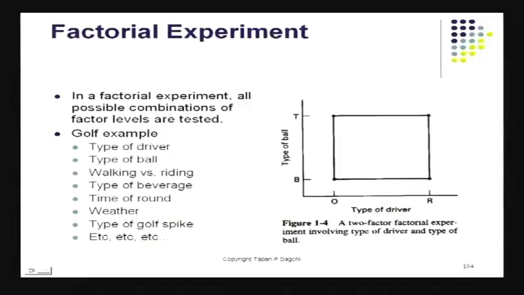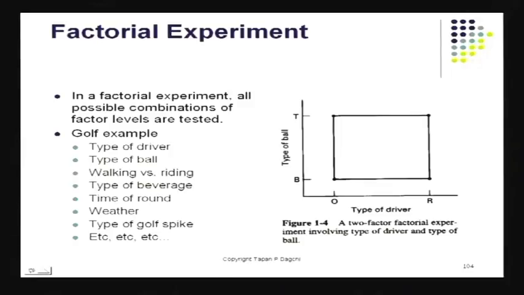Let's say we are trying to optimize the choice of driver, the type of ball we are going to be using. Are we going to be walking around when we play the game of golf? Are we going to be riding a cart? What kind of beverage will we be drinking when we need to drink something? We could be drinking beer, or water, or perhaps nothing. That also is possible. The time of round could be morning, afternoon, evening, whenever it is. What is the weather like? That might also affect your score. And the kind of spike you are using, and so on and so forth. There are many different factors that can impact your total golf score.